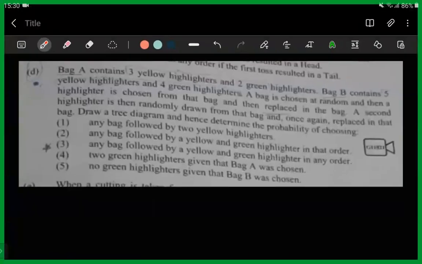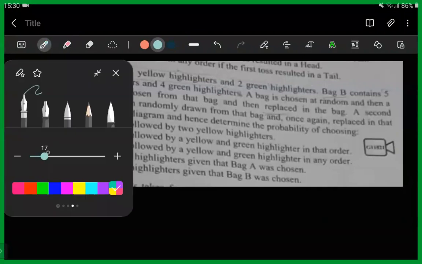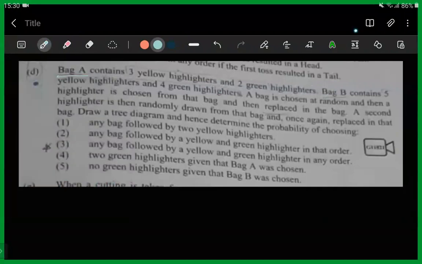With this next tree diagram question, we said a bag contains 3 yellow highlighters and 2 green highlighters. The second bag, which they are calling bag B, contains 5 yellow highlighters and 4 green highlighters. So it looks like both bags have highlighters of the same colors, but in different quantities.